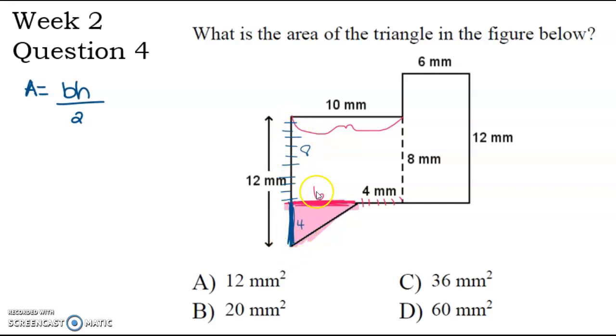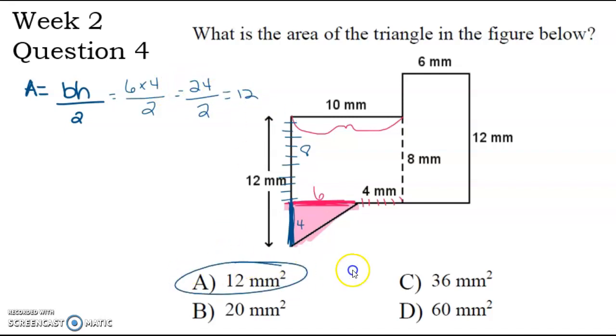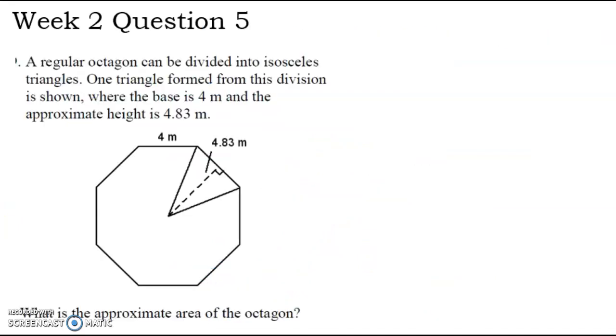Once you have your base and height, it just gets easy. So we have 6 times 4, and then cut that in half. 6 times 4 is 24. Cut that in half is 12. Easy. All right, number 5.